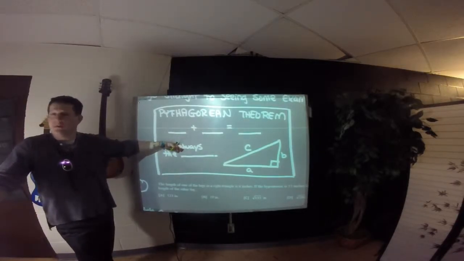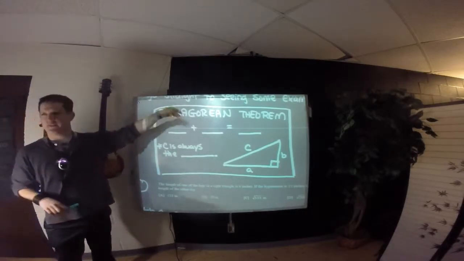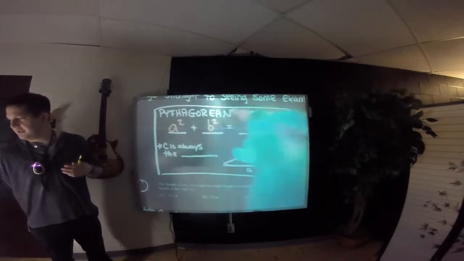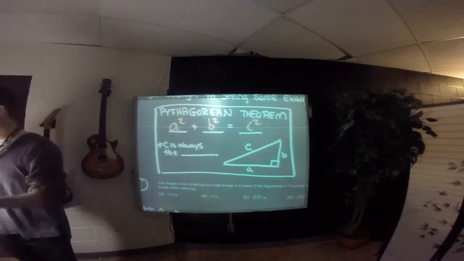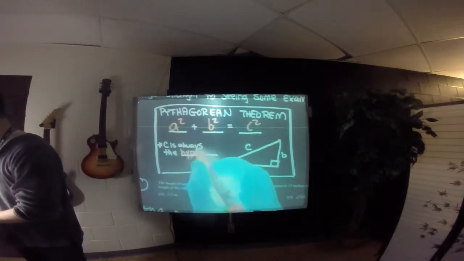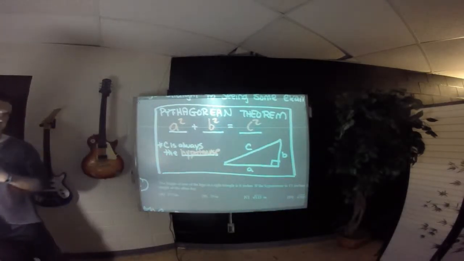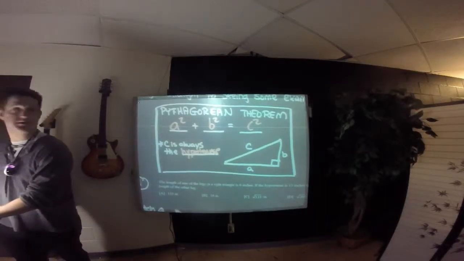But right triangles, that's 40% of your end of the year test. So what is this Pythagorean theorem? A squared plus B squared equals C squared. And the little note is that C is always the hypotenuse. Big Daddy C is always the hypotenuse. A and B are the legs. It doesn't matter which leg is which. C is always the hypotenuse.